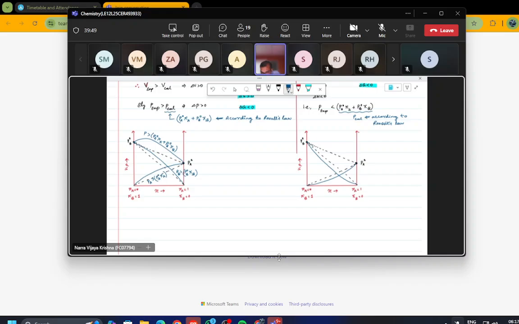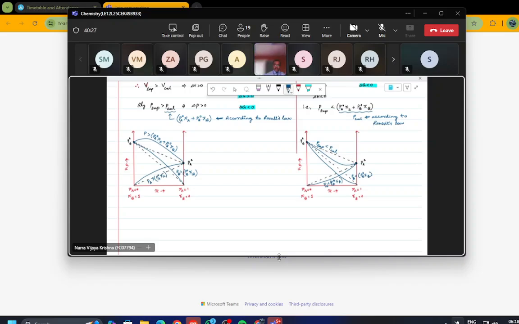Here also I have to plot a graph. Here I will write P experimental is less than P calculated. This is the graph for B, so PB is less than PB naught XB. And this is the graph for A, so PA is less than PA naught into XA. Any questions?